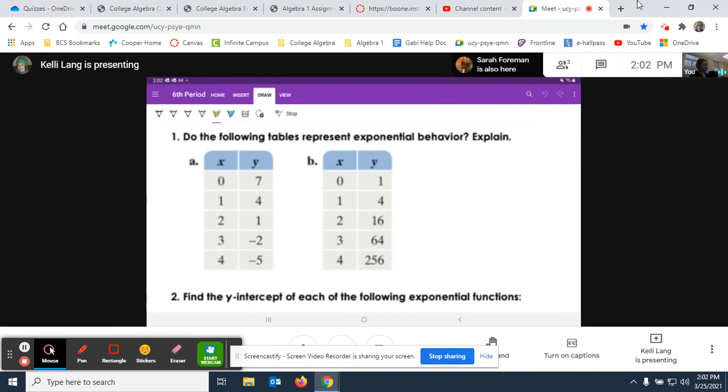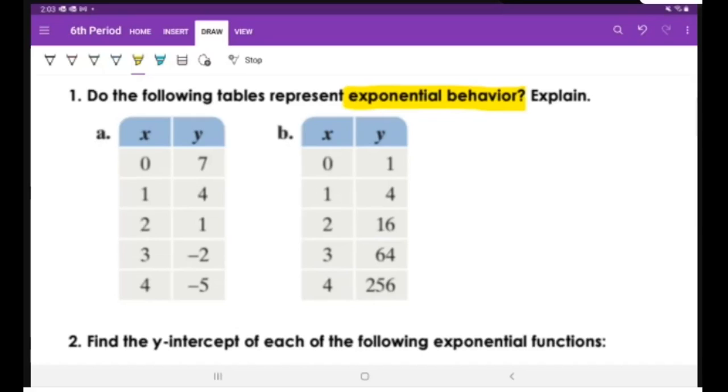Okay, so the instructions for number 1 say, do the following tables represent exponential behavior? So you have to know what exponential behavior is and what that means. If you forgot, that's why I told you to get your packets from last week, because you can use the packet to go back and reference the information that you need.